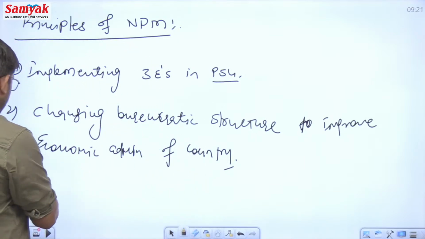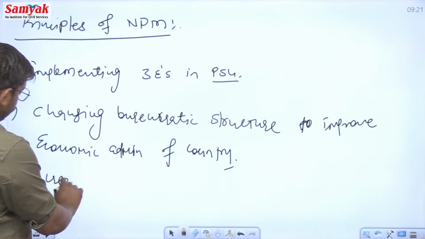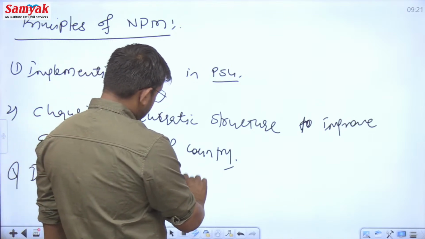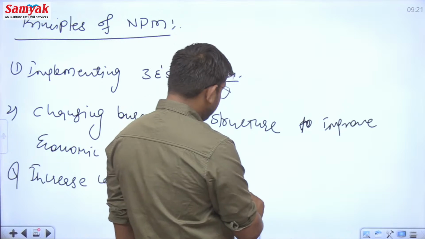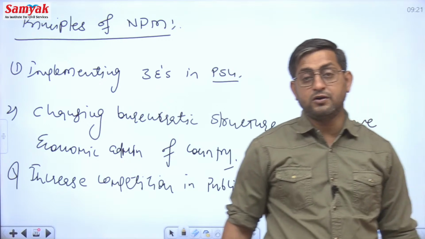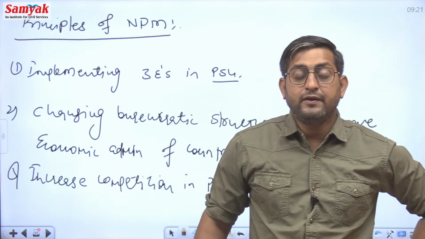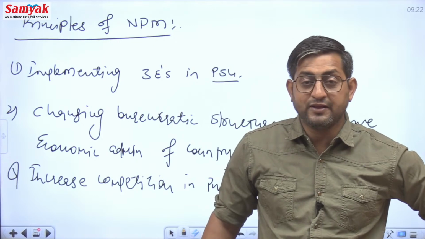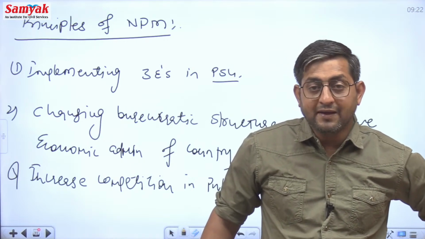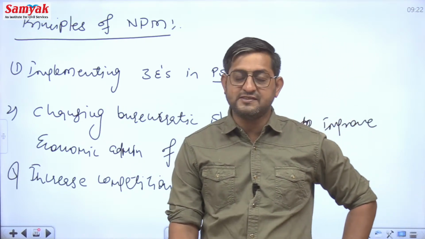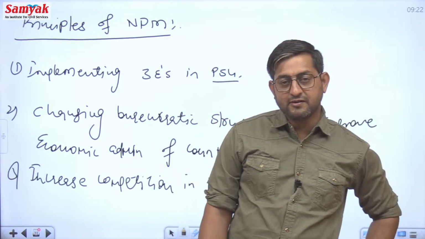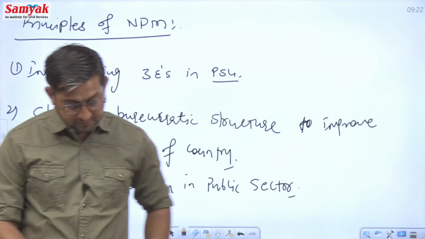Third, increase competition in public sector, so you need not give protection to the public sector, and you will have to ensure that the public sector units are able to compete in the open market, because if they don't compete in the open market, they don't have any motivation to improve themselves or to increase the efficiency. But if they know that they will have to compete with the open market, they will have to increase the efficiency, otherwise they will not be able to survive. So it is the survival of the fittest in the open market basically.